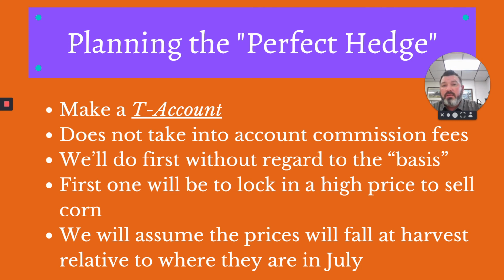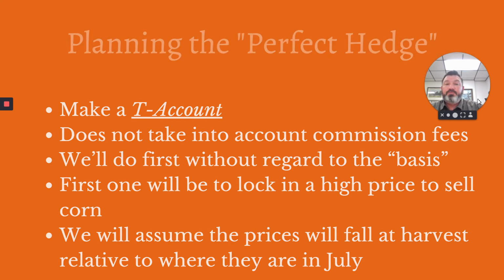We'll just leave that to the side for a second and simplify it. And we're also going to ignore basis for the moment, just to, again, keep this as simple as possible. We're going to try and lock in a high price to sell corn, and we're going to assume prices fall at harvest. So let's see if this hedge works out for us here.